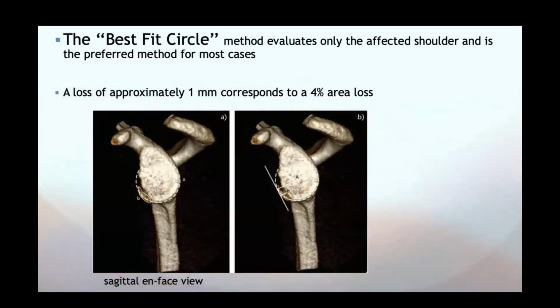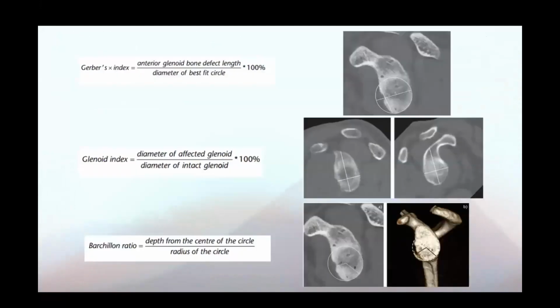What happens is, when you have a bipolar lesion, you will look into both shoulder pathologies. When it is a unipolar lesion, the best fit circle method suffices, because doing a CT scan of both shoulders unnecessarily increases the level of radiation exposure for the patient, and other unnecessary costs are also increased. Here, there is a loss of approximately 1 millimeter, which corresponds to around 4% of the area.